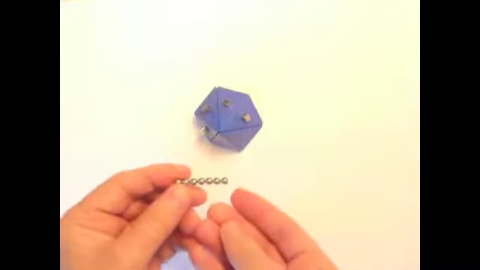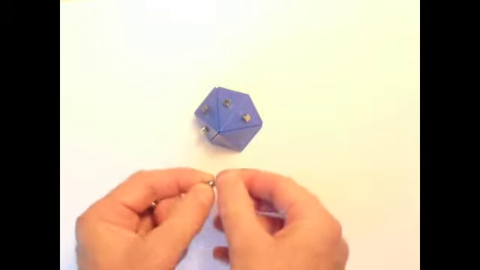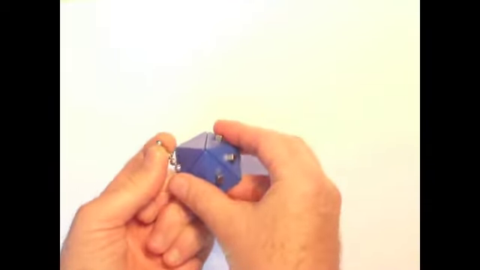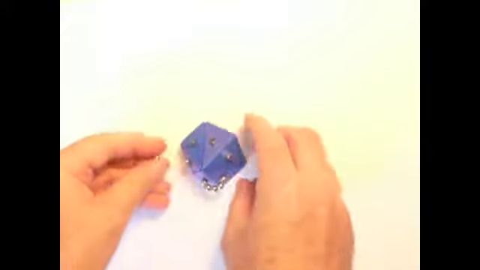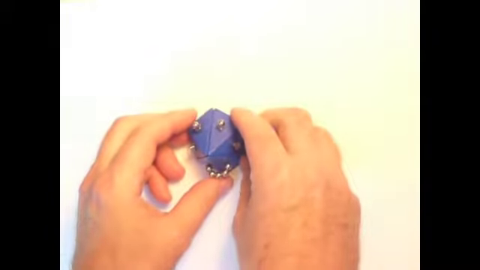And then we have 7 beads, and we'll take 5 of those and stick them on like that, and 2 more there. So now we have an alien. Isn't he cute?